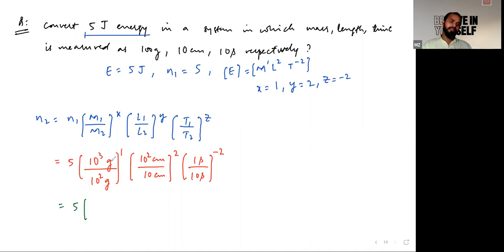Let's see, this gram and this gram would cancel out. We have 10 to the power 3 here and 10 to the power 2 here, so it will be left with just 10 to the power 1. Similarly, this 10 and this 10 to the power 2 would cancel out, so it would be 10 to the power 2. If we reverse these two terms, numerator to denominator and denominator to numerator, it will become +2. So it will become 5 into 10 to the power 1 into 10 to the power 2. Alan, try to simplify it.